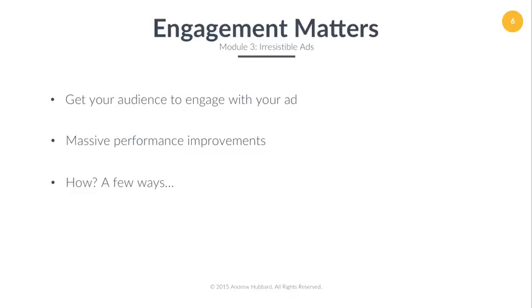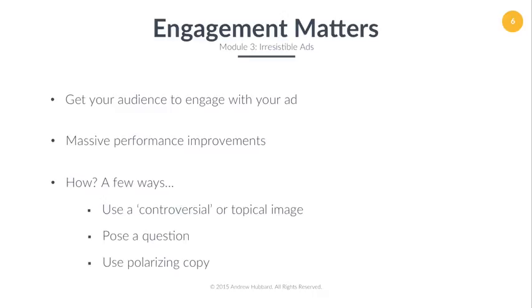Now, how do you actually get people engaged? I mean, you're probably thinking it's an ad. People are generally irritated by ads or don't like them, but you can actually get people to engage. And there are a few ways. First of all, use a controversial or topical image, something that's really relevant to what's happening in the news now or what's happening on social media. Just find something that's really controversial or topical. Pose a question in your copy. That's a classic one. It's an easy one to do, but ask a question that people are going to want to answer, and it's going to generate some conversation in the comments. And the last one is use something polarizing in your copy. Use something that people have a strong opinion about and they're going to feel like writing about in the comments after seeing your ad.